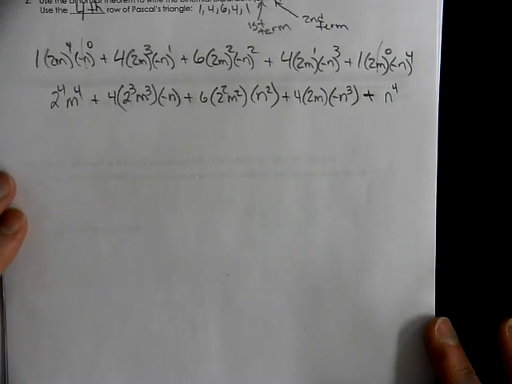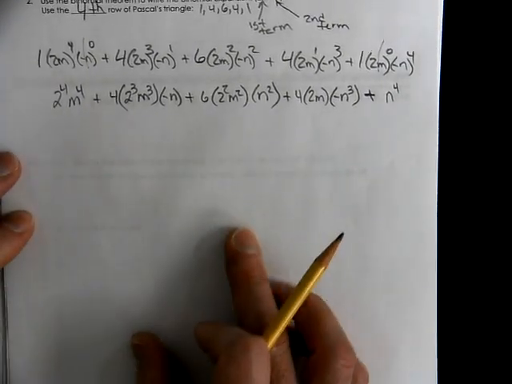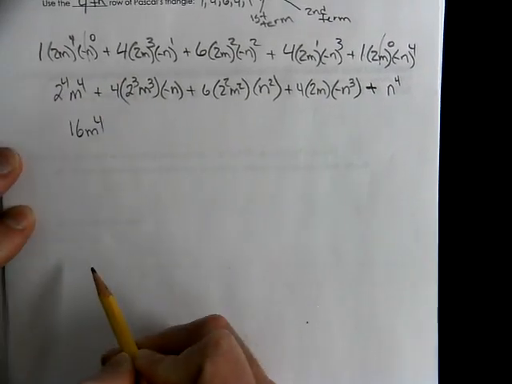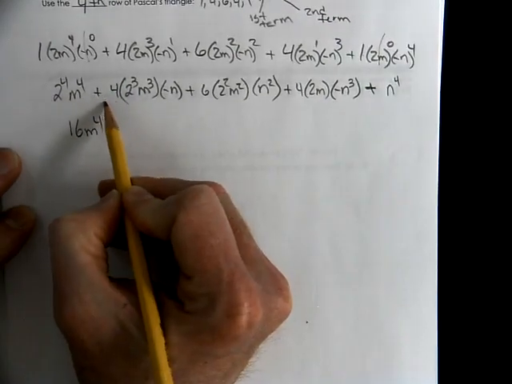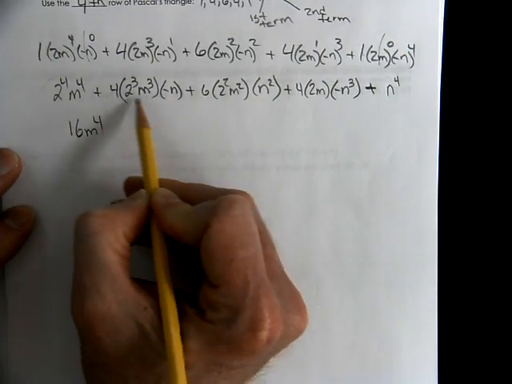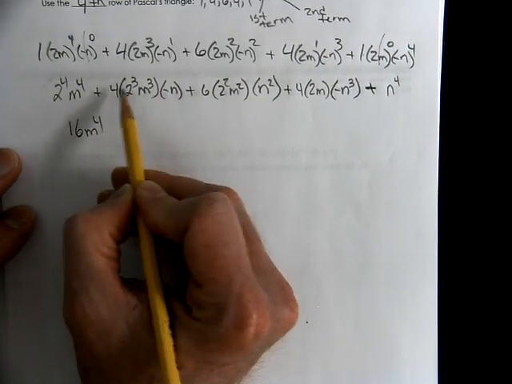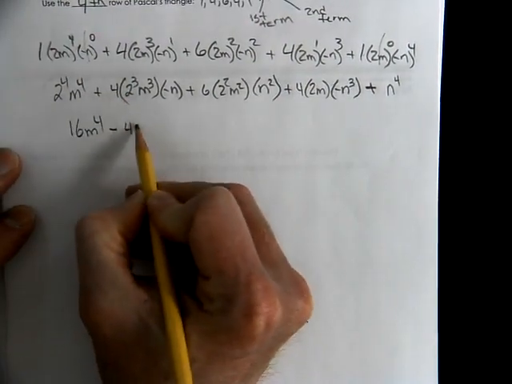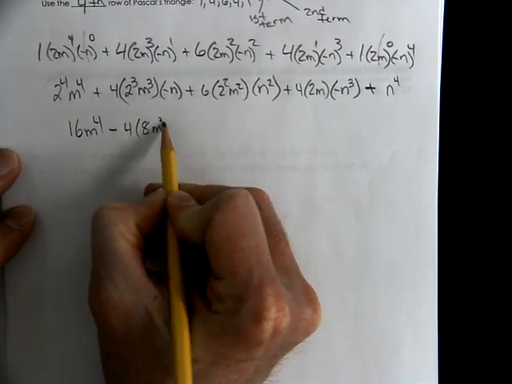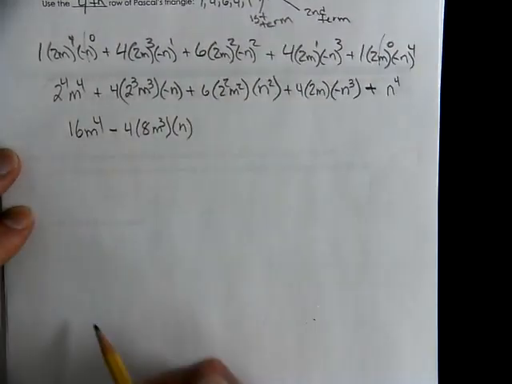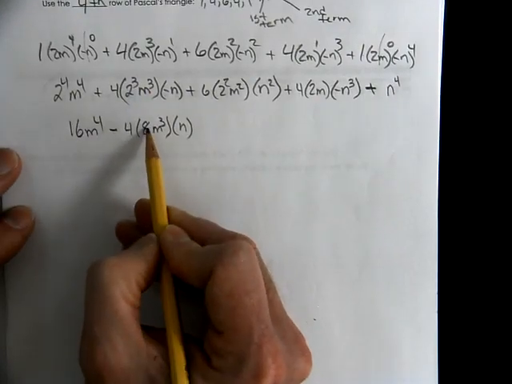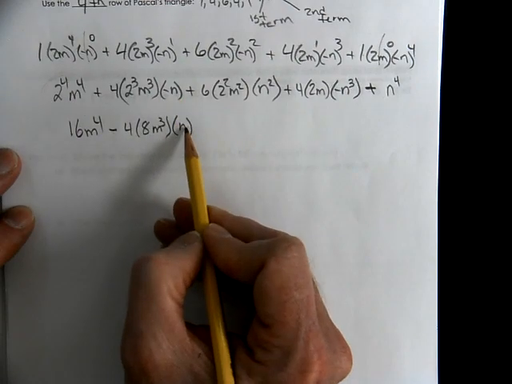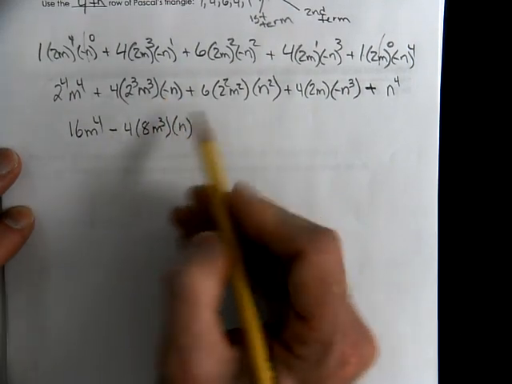Then we finish this up. Actually, I'm going to write 2 more rows. This is 16. Now, careful with your negative. You can use it right now if you want. Negative times your positive makes a negative. 4 times 8m cubed times n. 2 to the 3rd power is 8. Still using my m to the 3rd, still n to the 1st power. I just use my negative out in front.